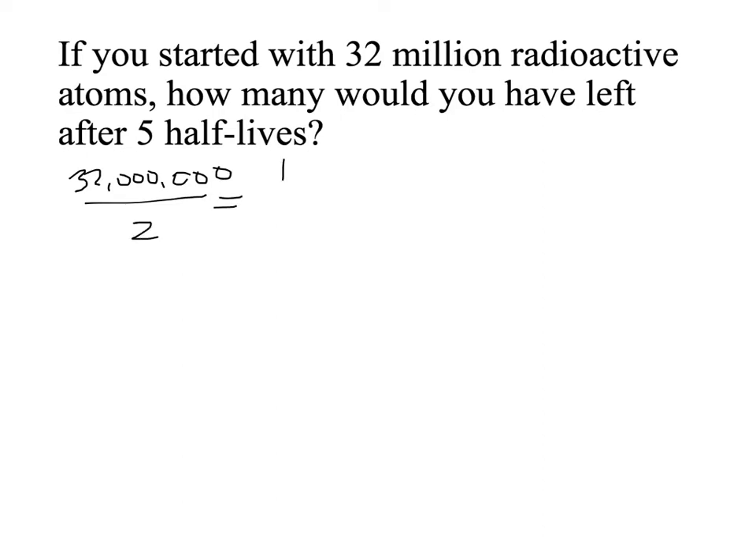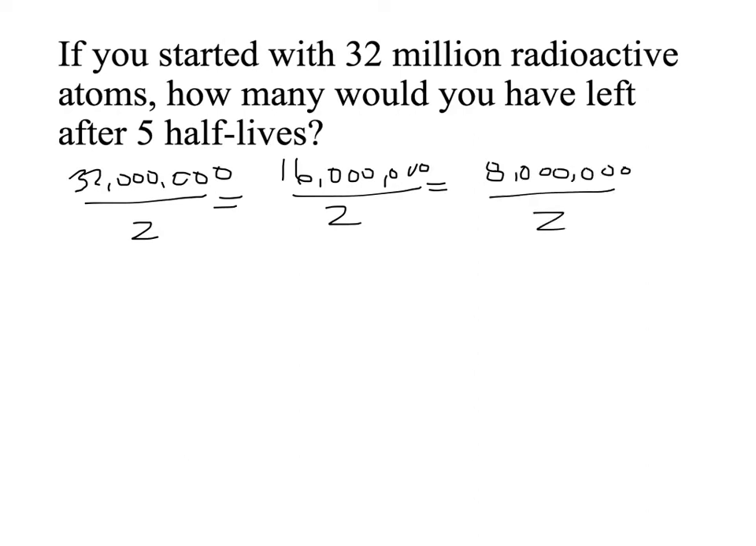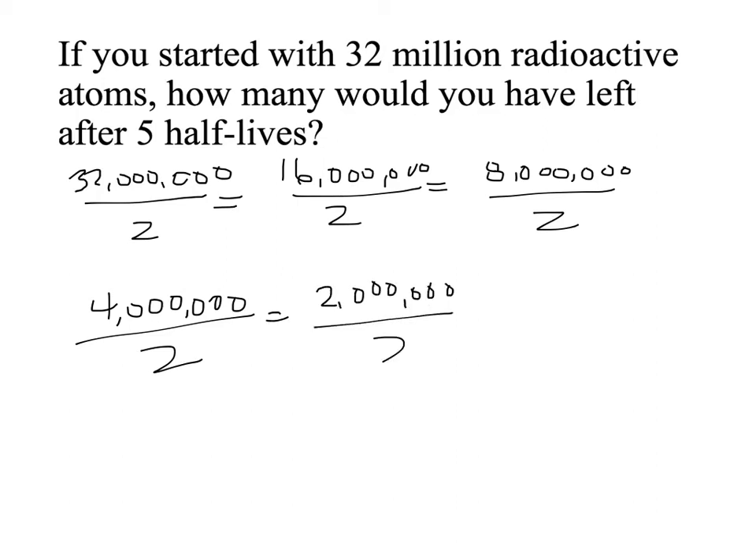So 32 million becomes 16 million. And then the 16 million, when you cut that in half, becomes 8 million. Divide that in half, you get 4 million. The 4th time will give us 2 million that remain. And then finally, the 5th time will tell me that I have 1 million atoms that remain.